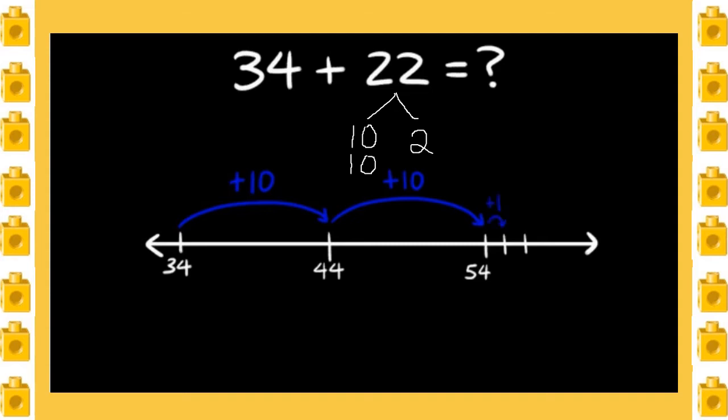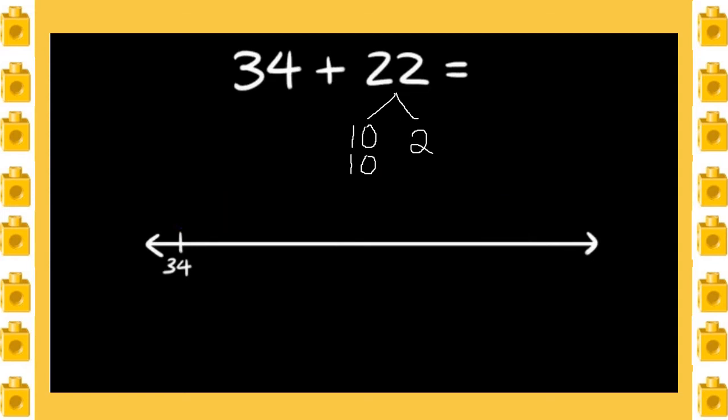Okay, and then you're going to add those ones. So 54 plus 1 is 55. 55 plus 1 is 56. And there you go. 34 plus 22 is 56. But remember the key point is you've got to take that small addend and break it down. And that's it.